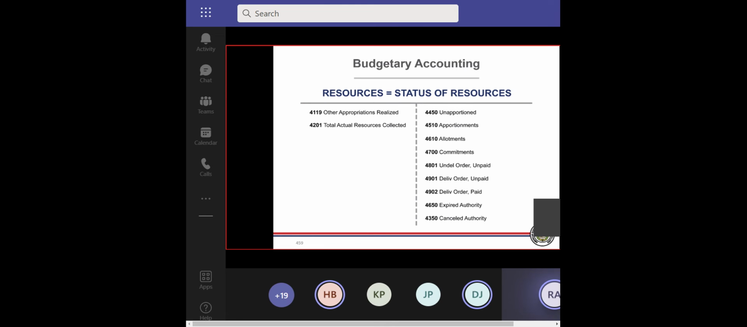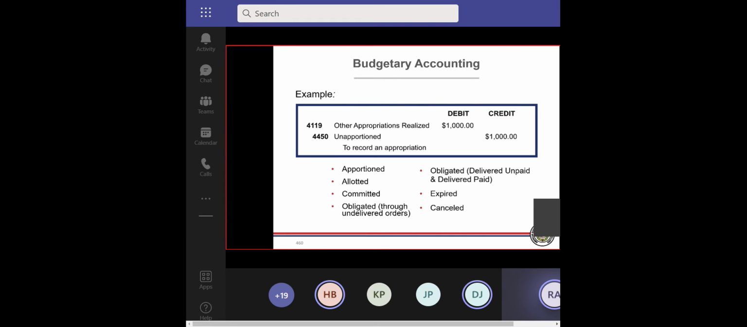President signs the bill, $1 million. Debit entry: general ledger account 4119, $1 million. Now, if I have a debit, I've got to have at least one credit. My credit is my unapportioned appropriation, and that'd be $1 million as well. As a matter of fact, here's an example of that journal entry.